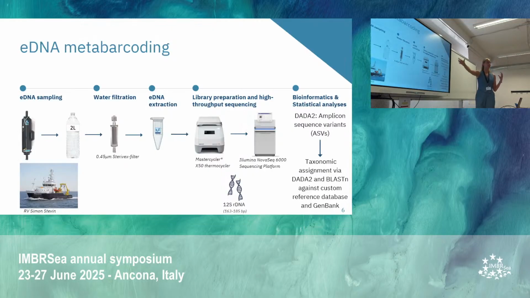As I mentioned, I collected the water samples with Niskin bottles. Then a 2-liter subsample was taken from the Niskin bottles. Then each sample was filtered over a Sterivex filter to capture the DNA molecules, from which it was then extracted and used for 12S eDNA metabarcoding, which allows for the simultaneous detection of multiple species. Then, after high-throughput sequencing, I used the DADA2 bioinformatics pipeline in order to produce the amplicon sequence variants, from which I received taxonomic assignments via both DADA2 and BLASTN against both a custom reference database, which consisted of 12S sequences of North Sea fish species, and also against the GenBank database.